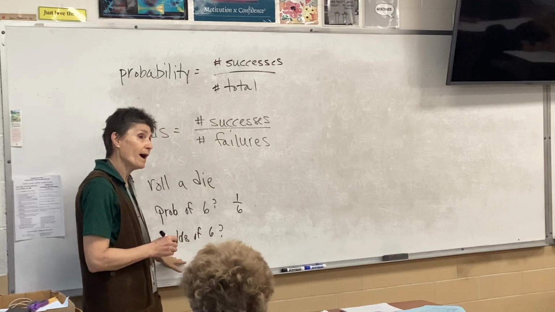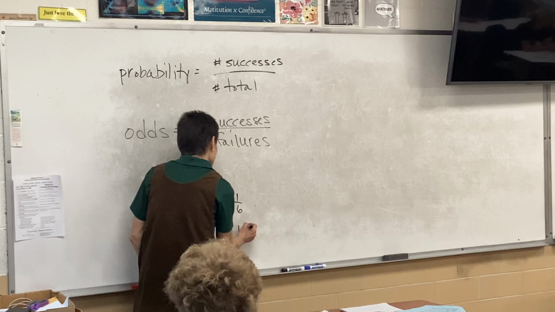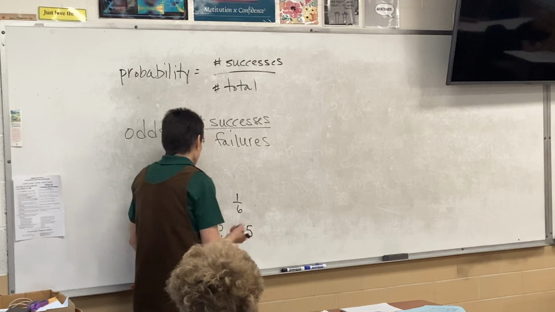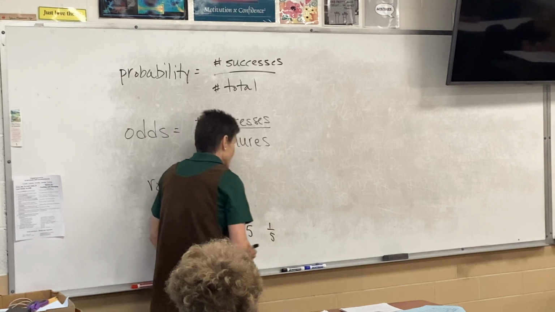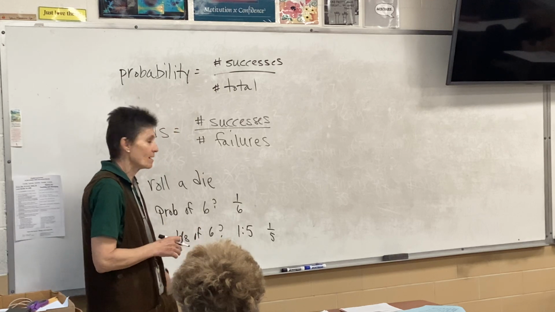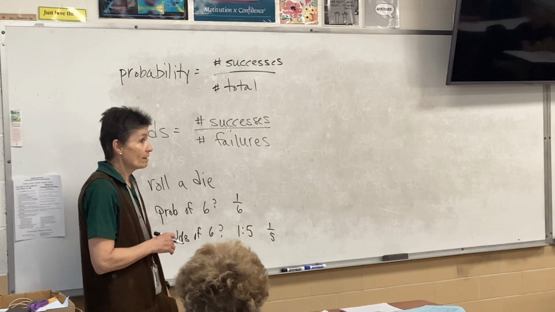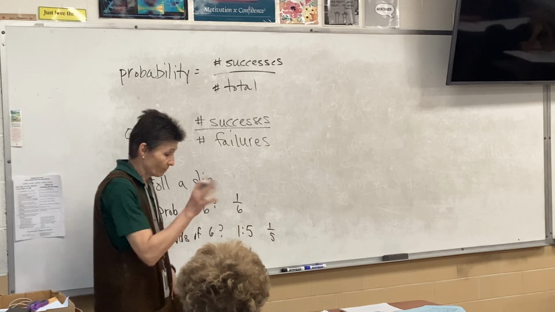So what are the odds of getting a 6? 1 to 5, that's right. And odds are usually written sideways, but if you write it as a fraction, that's okay too. If you watch like the Kentucky Derby and stuff, you'll see odds and they're written sideways like this. Okay? All right. Well, let's get to it.